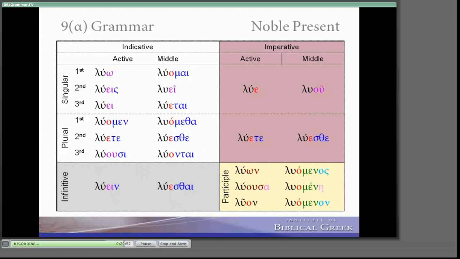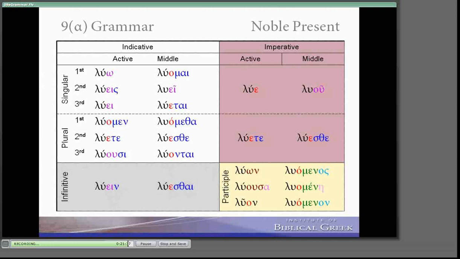And now we have our yellow participle quadrant. In our active column, we have luon, the masculine nominative singular, luusa, our feminine nominative singular, and luon, our neuter nominative singular. It's a little strange to have our nominatives going down, but I wanted to keep them all in their active column and compare them to the middle forms here: luomenos, luomene, luomenon. So these three nominative forms of each voice should jog your memory enough to create both the active yellow participle chart and the passive yellow participle chart. And there we have all of our present participles, both active and middle.